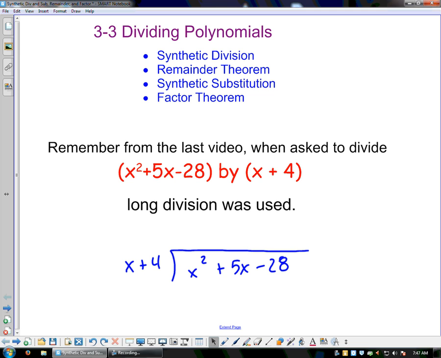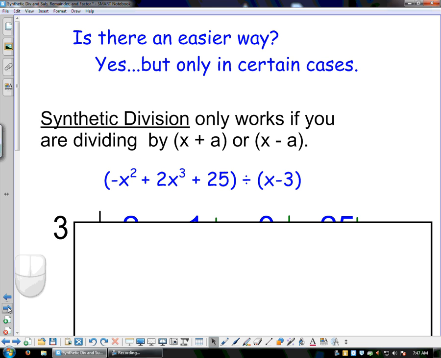But that was a long process. So, is there going to be an easier way? Yes, but only in certain cases.